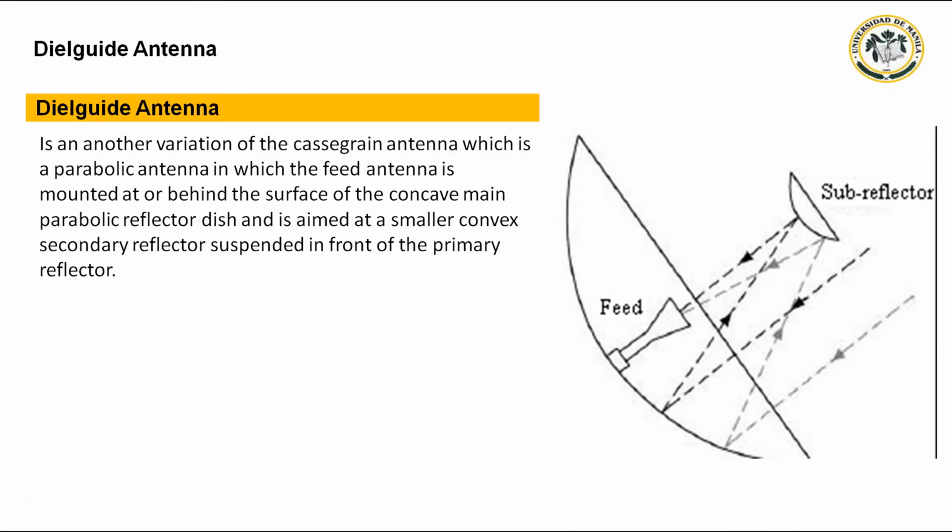Now, let's focus more on the Dielguide antenna. The Dielguide antenna is another variation of the Cassegrain antenna, which is a parabolic antenna in which the feed antenna is mounted at or behind the surface of the concave main parabolic reflector dish and is aimed at a smaller convex secondary reflector suspended in front of the primary reflector.